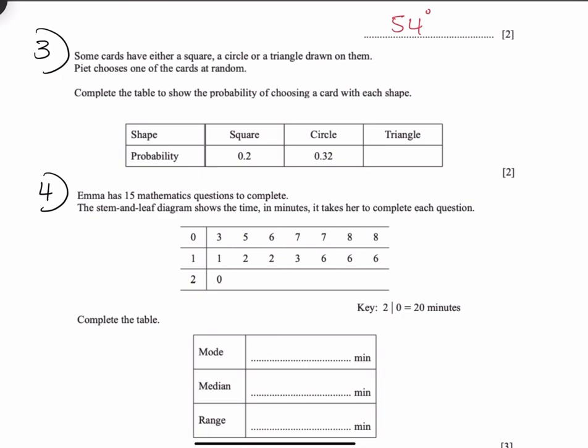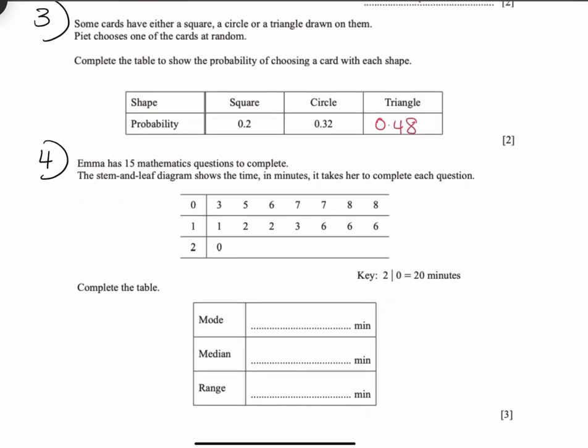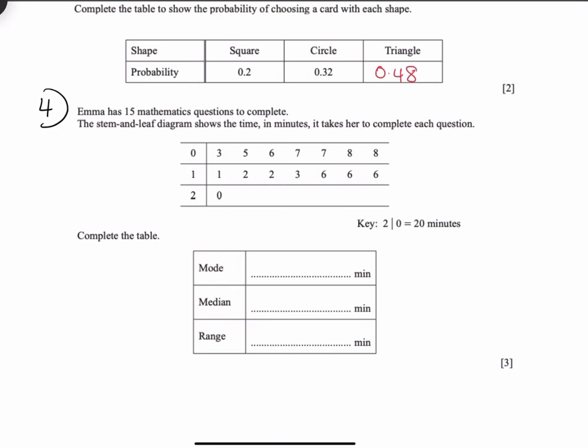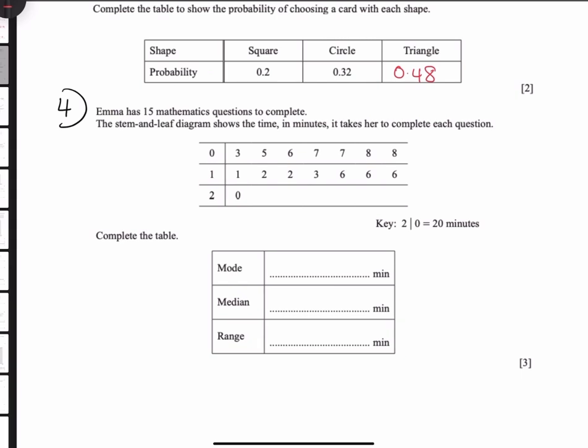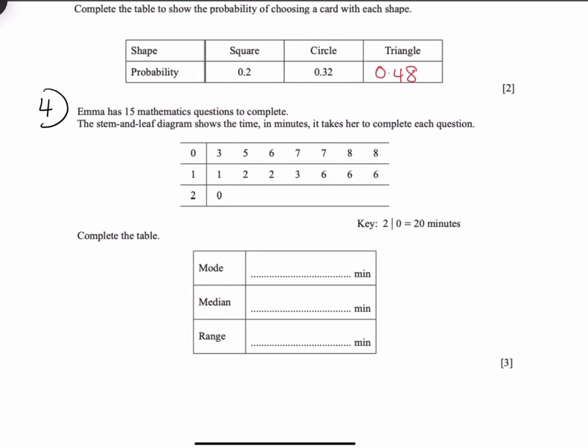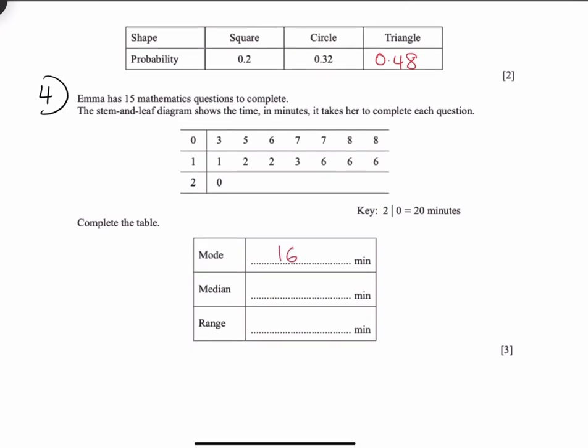In question number 3, you need to understand that the probabilities add up to 1. So 0.2 plus 0.32, then 1 minus the answer, that is 0.48. And after that, there is this stem and leaf diagram. For the mode, you realize that the most repeated number, there is a 7 and a 7 here, 8 and 8, but over here 16, 16, 16. So the mode is 16.